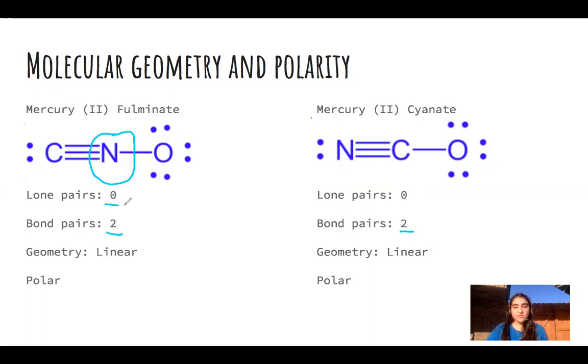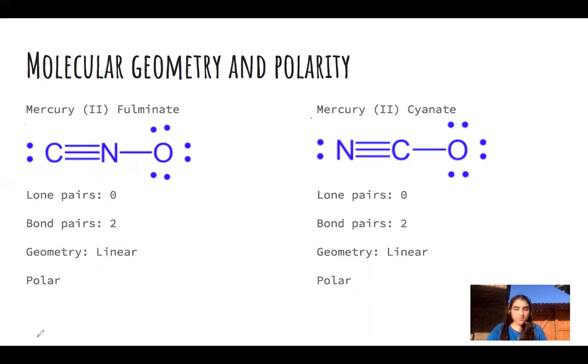And so when we have 0 and 2, which is for both, then we can determine that the molecular geometry is linear. And then once we figure that out, we can put it into a 3D form and just imagine it. And then we would cut it in half. And by seeing if it's symmetrical or non-symmetrical, we can determine if it's polar or non-polar. And in this case, the 2 are polar. So that is for the molecular geometry and polarity of the 2 molecules.